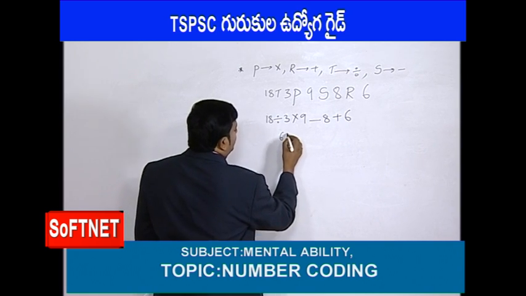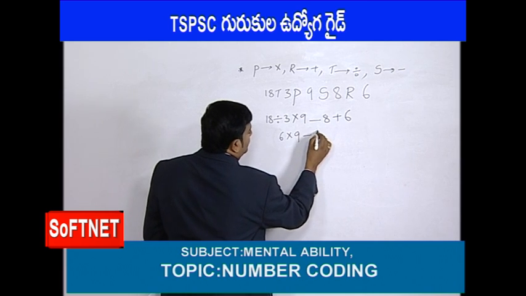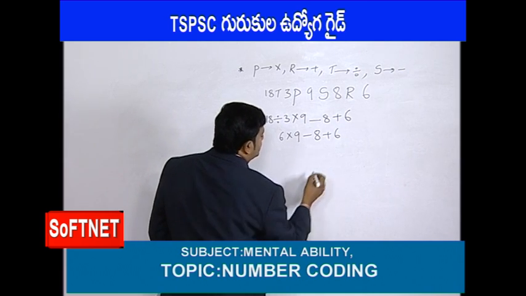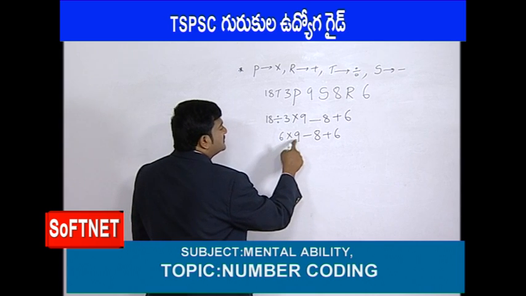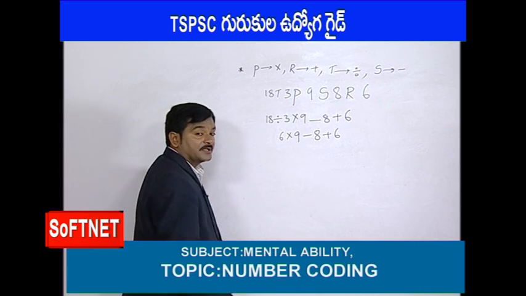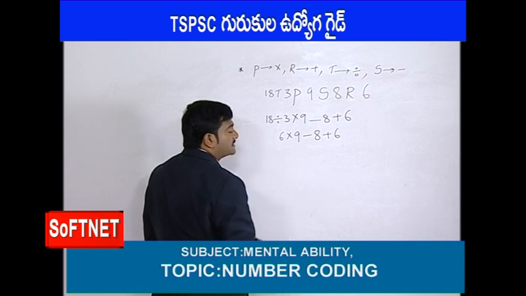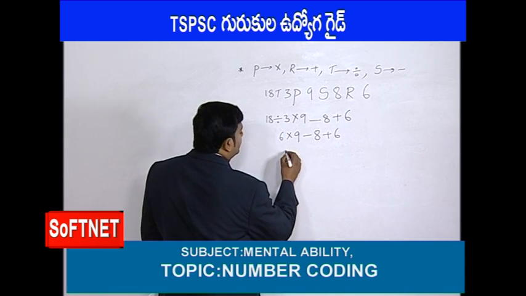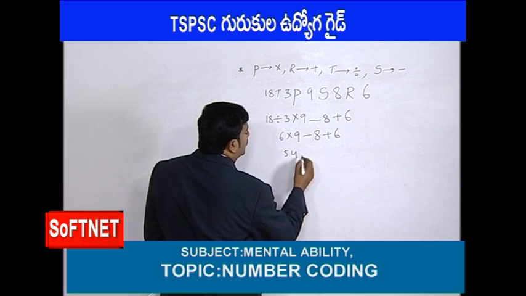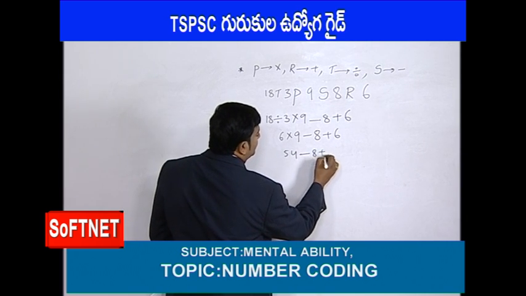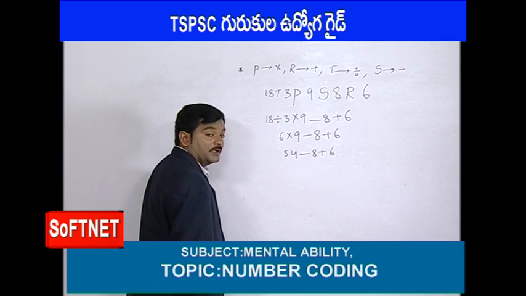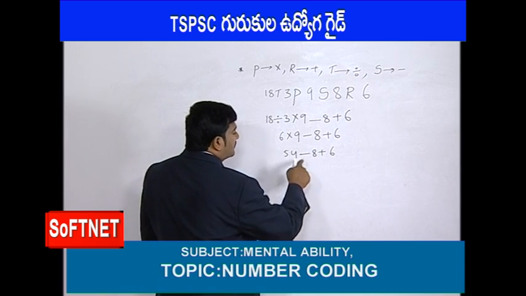Division part is finished. Into 9 minus 8 plus 6. Now into is there, minus is there, plus is there. First you have to do the multiplication. What will we get? 6 9s. 6 9s how much here? 54. 54 minus 8 plus 6. Okay, so now plus is there, minus is there.